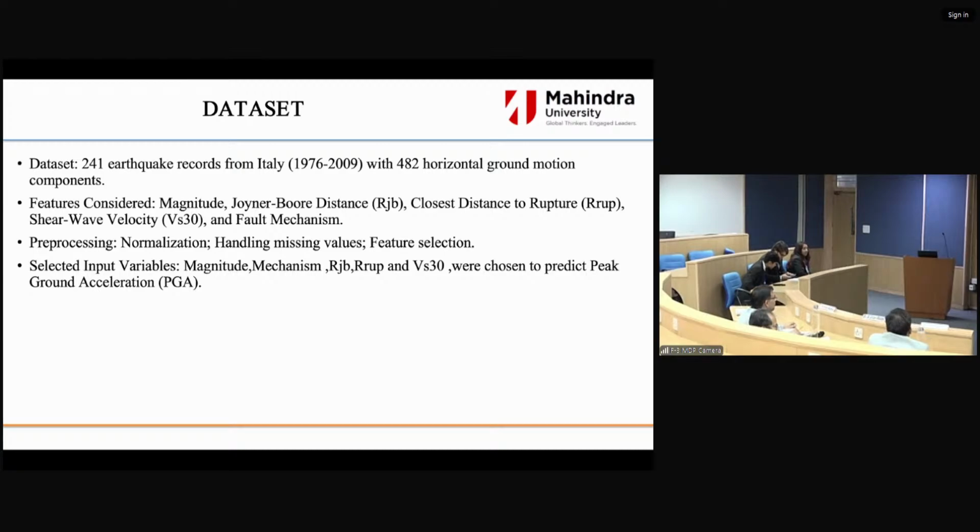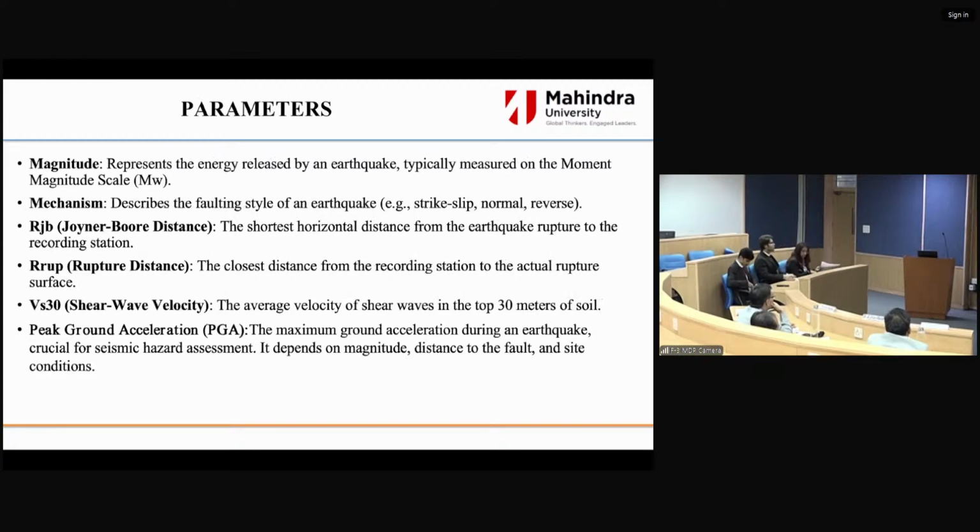Our dataset consists of 241 earthquake records from Italy spanning from 1976 to 2009. It includes 482 horizontal ground motion components. We selected key features such as magnitude, distance parameters RJB and RUP, shear wave velocity VS30, and fault mechanisms. Pre-processing steps including normalization and feature selection were applied to improve data quality. Next, let's discuss these parameters in more detail.